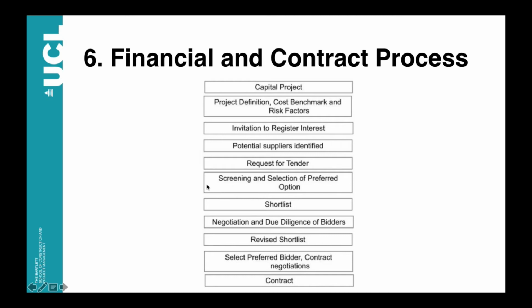After that, we will screen and select the preferred options, and we will have the first shortlist. After negotiation and due diligence of different bidders, we will review the shortlist and we will select our preferred bidder, and we will start the contract negotiation. And after these negotiations, we will have the final contract.